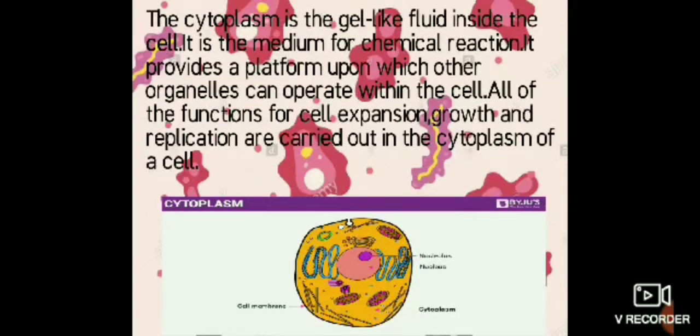And we have the cytoplasm. It's the gel-like fluid inside the cell. It's the medium for chemical reactions. It provides a platform upon which other organelles can operate within the cell. All of the functions for cell expansion, growth, and replication are carried out in the cytoplasm of the cell.